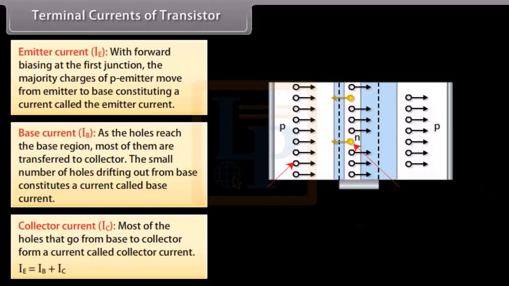IE is equal to IB plus IC. The current concepts are all the same in PNP and NPN, except the fact that all currents are directed opposite in the two cases.